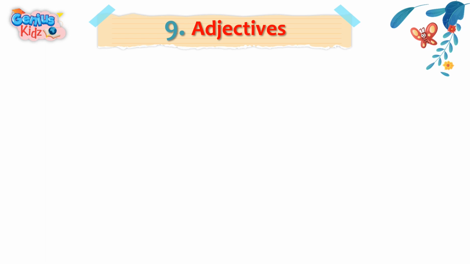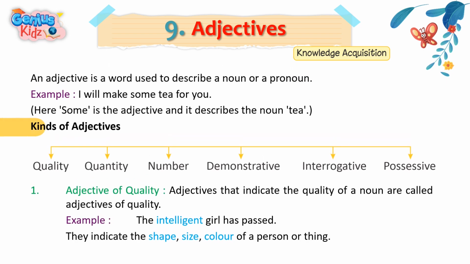Lesson 9. Adjectives. Knowledge acquisition. An adjective is a word used to describe a noun or a pronoun. Example: I will make some tea for you. Here, some is the adjective and it describes the noun tea.